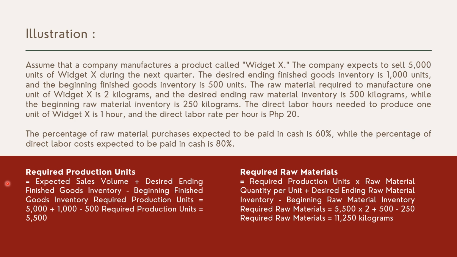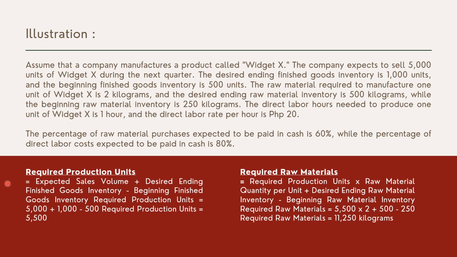Okay? When we compute the required production units, we consider the finished goods. When we compute the required raw materials, of course, we use details on raw materials. So, going back, after we add the desired ending raw material inventory, we deduct the beginning raw material inventory, and then we will get the required raw materials. So 5,500, the required production units multiplied by 2 plus 500 less 250.